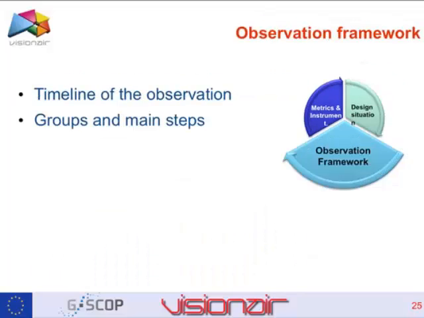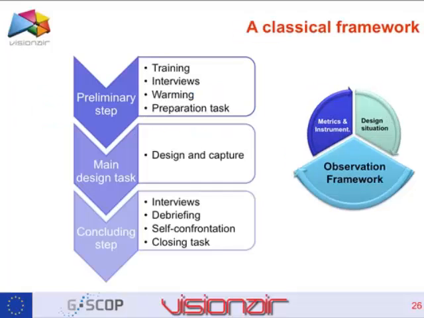The second main element of this conceptual design phase is the definition of the observation framework. So during the observation framework, we will have to define the timeline of the observation, the groups that we want to involve. Do we want to have several groups to compare, for example, or we don't need any reference? And the main steps. Just an example, here is a classical framework that we propose. It is composed of 3 steps.